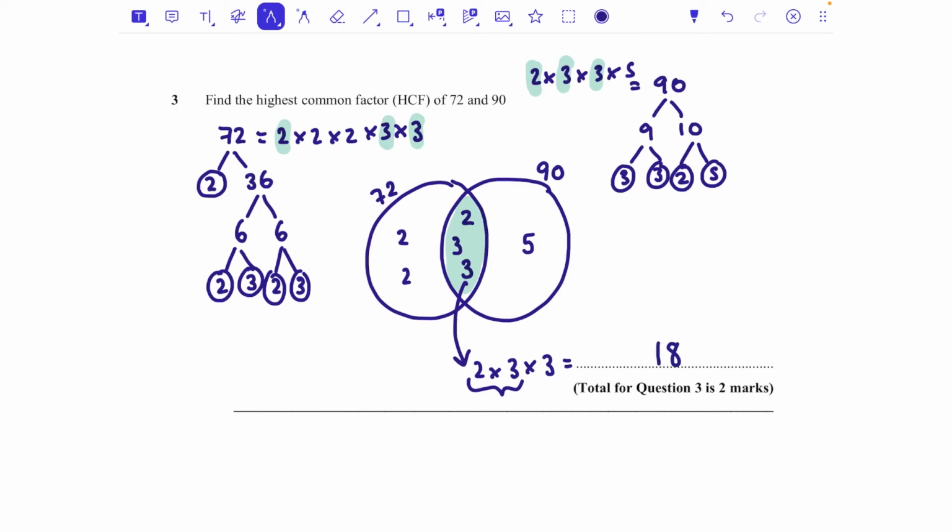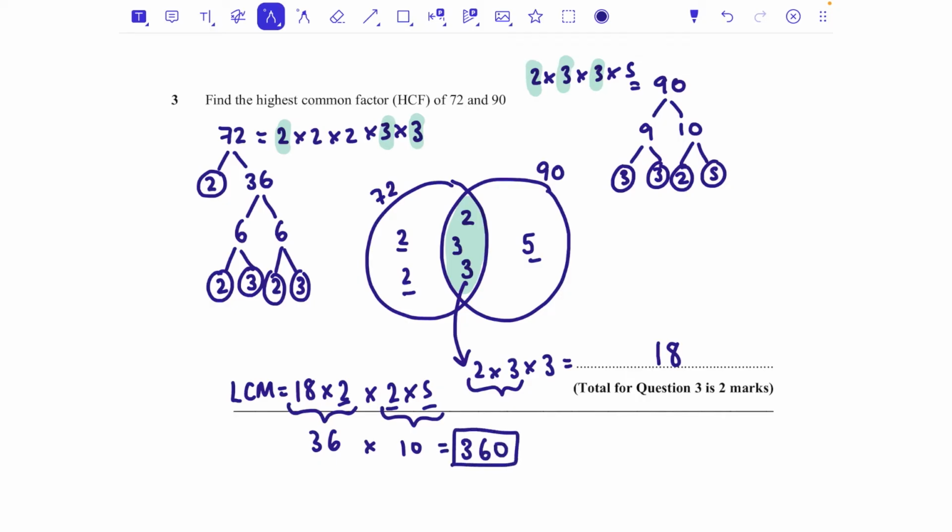If you wanted the lowest common multiple, the first number in the 72 and the 90 times table, you would take that 18 and multiply it by any numbers left on the outside. So I'm going to times by 2, which is 36, and then times that by 2 and times it by 5. So I've got 2 and 2 and 5. Those are the numbers left on the outside. I know that 2 times 5 is 10, so that's probably going to be the easiest way to do it. 360 is your lowest common multiple.